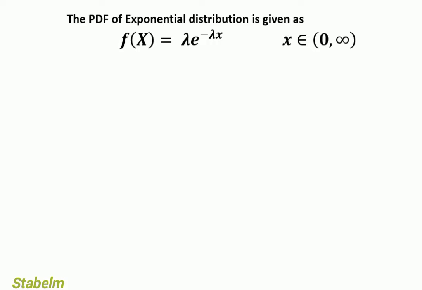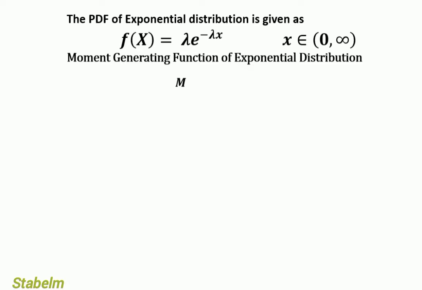So now we want to look at the moment generating function. First of all, we'll try to derive the moment generating function. Then from the moment generating function, we look for the mean and the variance. So the moment generating function of exponential distribution is given by m subscript x of t equals integral 0 to infinity exponential tx f of x dx, whereby this f of x is this distribution.